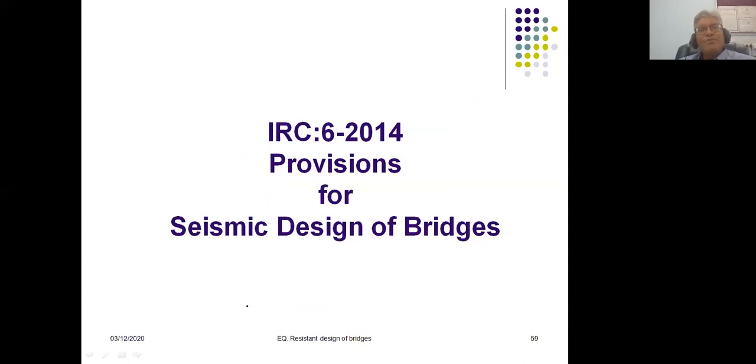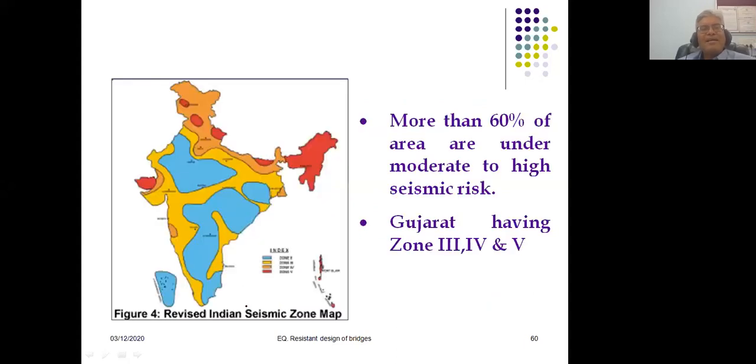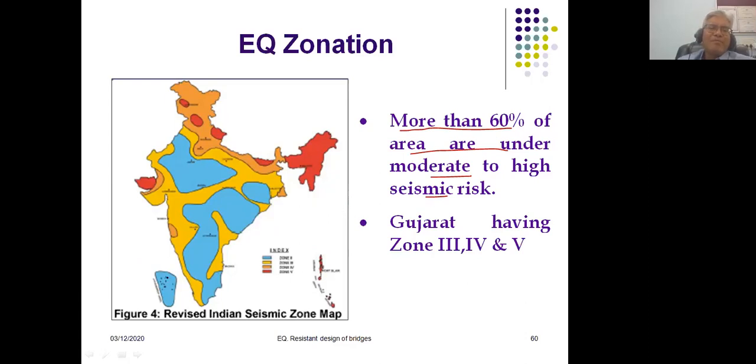Let us see some of the provisions of IRC 6 for seismic design of bridges. As you see, the earthquake zonation is the same as we use in IS 1893. But the thing to be noticed is that more than 60% of the area is under moderate to high seismic risk, right? So you can see zone 3, 4 and 5, so more than 60% of the areas will be under moderate to high risk.